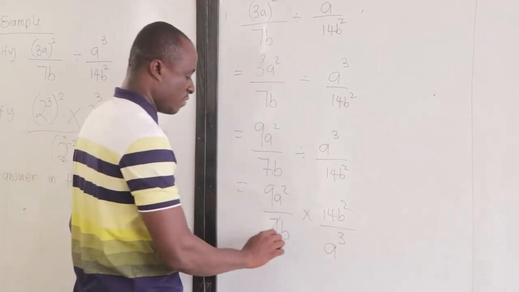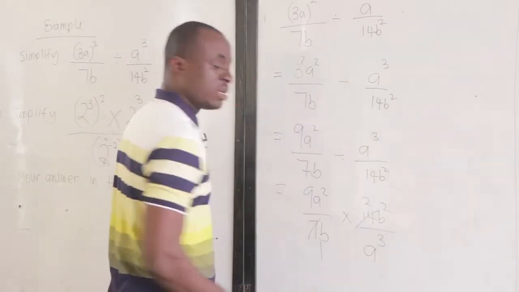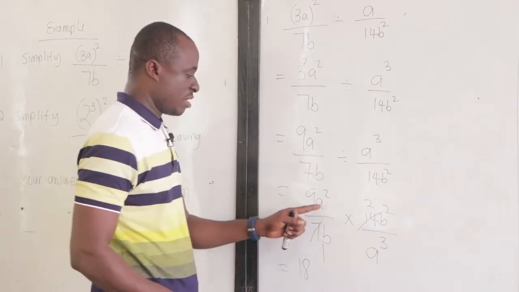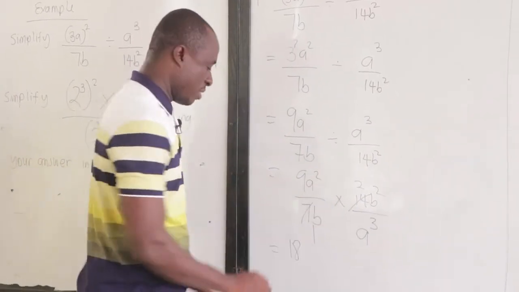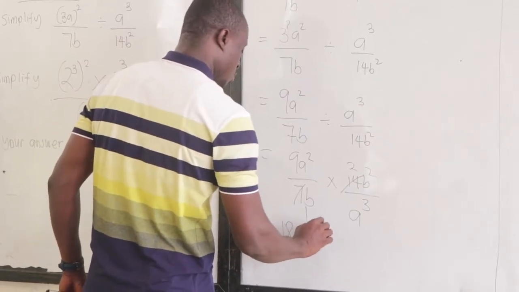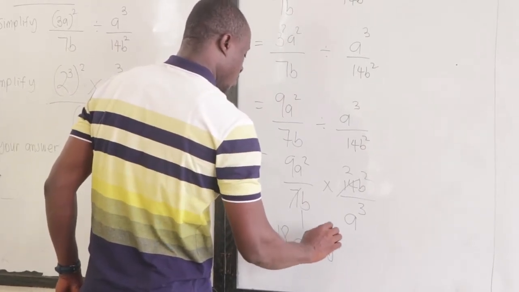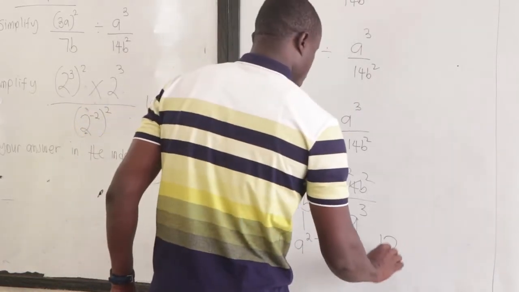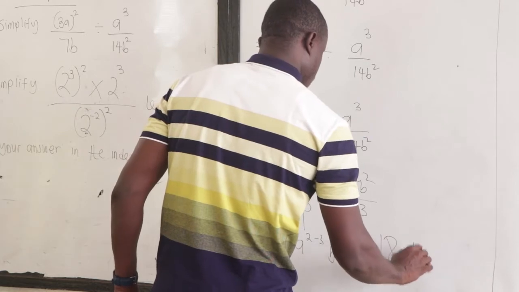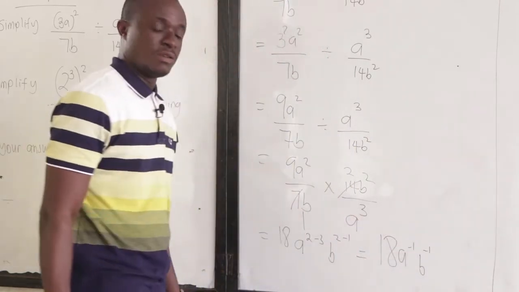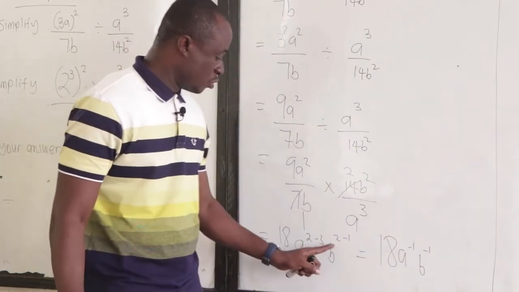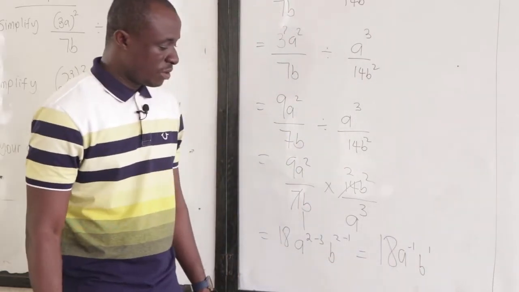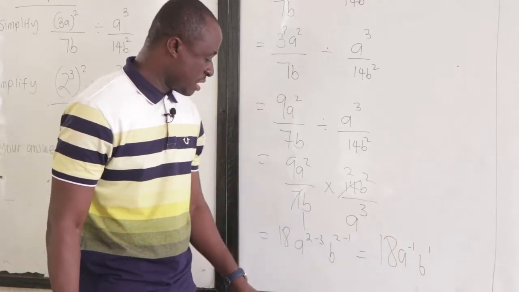Now 7 will go into 7 once, 7 will go into 14 two times. 2 times 9 will give us 18. Let's see, we have a to the power 2, we have a to the power 3, so this can just be a^(2-3). And then here we have b to the power 2, b to the power minus 1, and this is equal to 18 a^(-1) b^(-1). So now 2 minus 1 is positive 1.